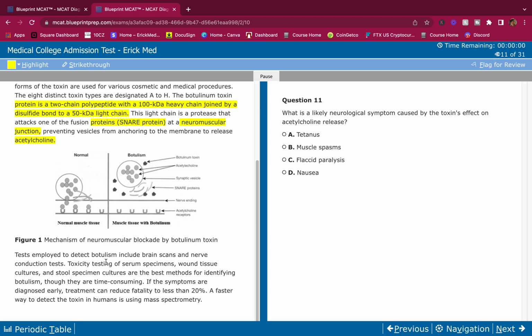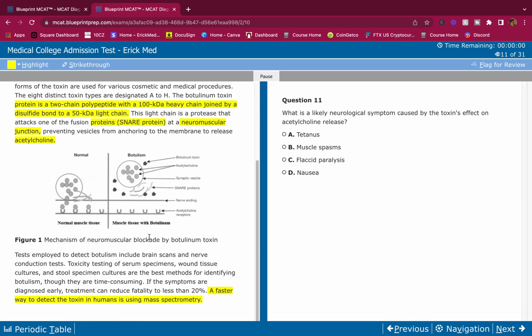Tests employed to detect botulism include brain scans and nerve conduction tests. Toxicity testing of serum specimens, wound tissue cultures, and stool specimen cultures are the best methods for identifying botulism, though they are time-consuming. If the symptoms are diagnosed early, treatment can reduce fatality to less than 20%. A faster way to detect a toxin in humans is using mass spectrometry. Okay, I'm just going to highlight that to remember the fastest way to detect the toxin is mass spectrometry.